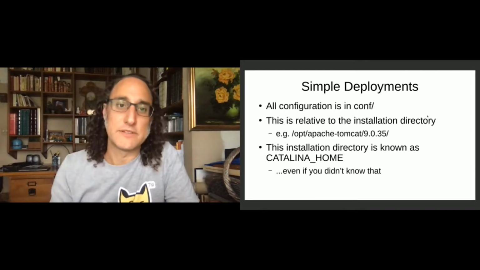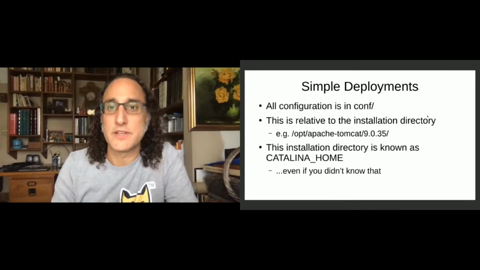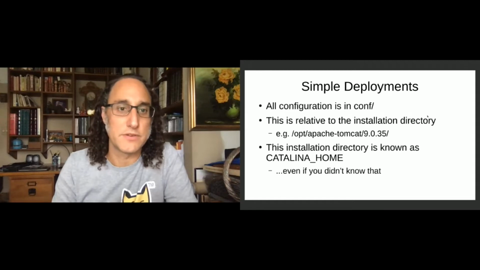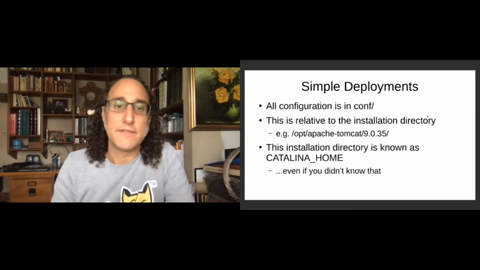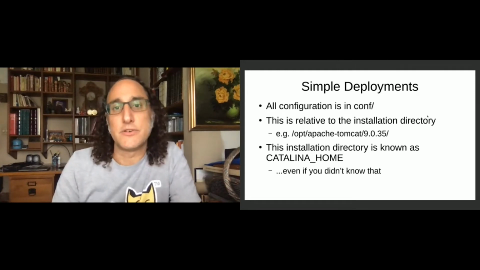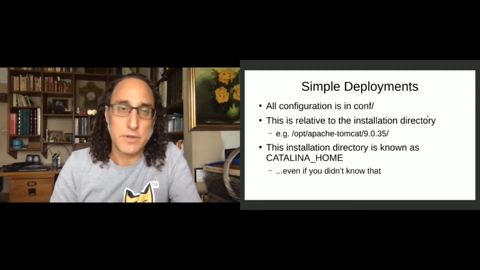That's pretty simple because all the configuration is in the conf directory. This is relative to the installation directory of wherever you happen to unpack Tomcat. So if you put it into the path I have on the slide, the example is /opt/tomcat-9.0.35, that installation directory is known as CATALINA_HOME.